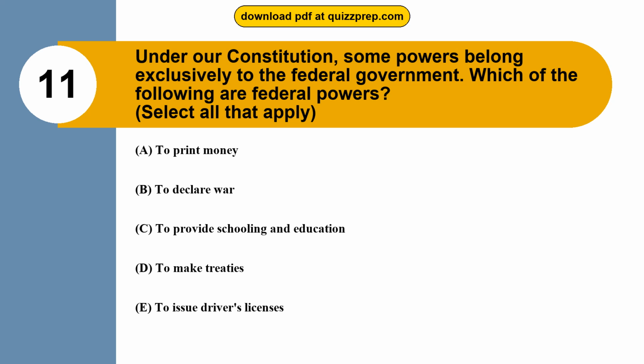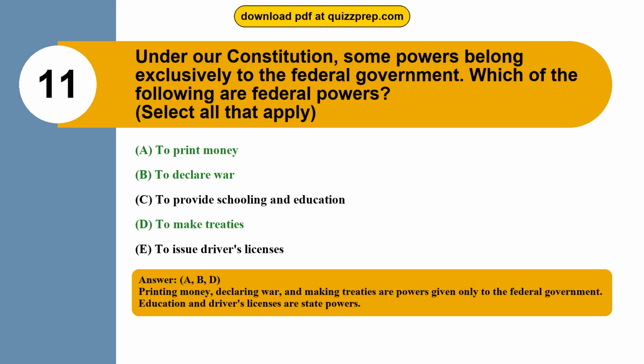Question 11. Under our Constitution, some powers belong exclusively to the federal government. Which of the following are federal powers? Option A, to print money, option B, to declare war, option C, to provide schooling and education, option D, to make treaties, option E, to issue driver's licenses. The correct answers are options A and B and D. To print money, to declare war, to make treaties.